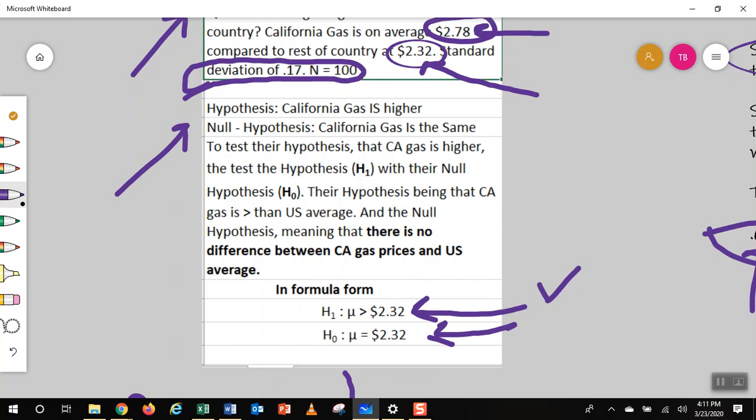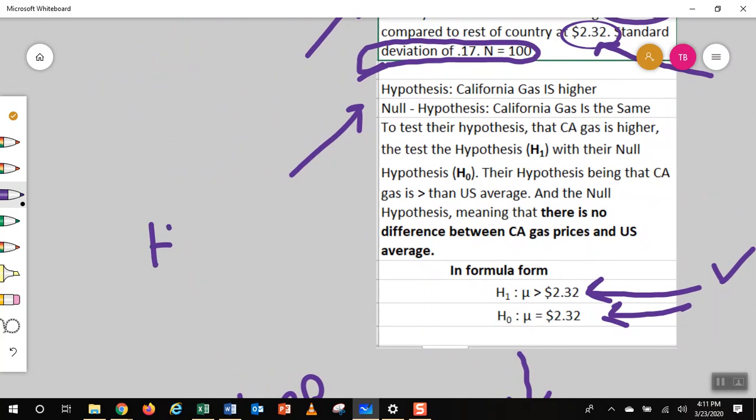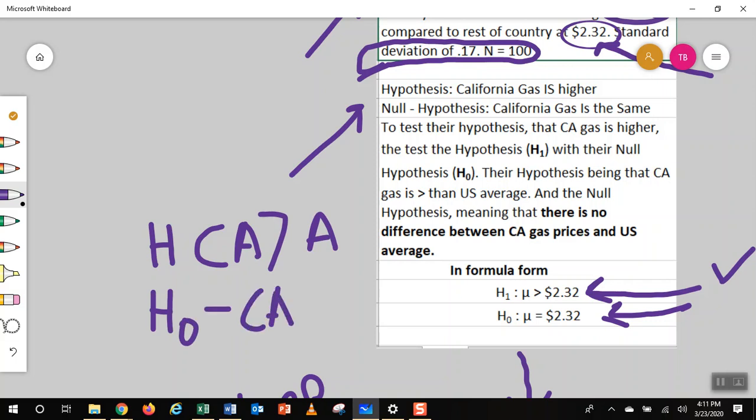So in the regular hypothesis, put an H here for hypothesis, we're saying that California gas prices, CA, is greater than average. So that's the relationship, is greater than. So the null hypothesis, H0, is that California gas prices are equal to average, A for average. So it's not saying that it's less than, it's just saying that if we were to look at the prices, maybe we chose a sample that happens to have really high gas prices.